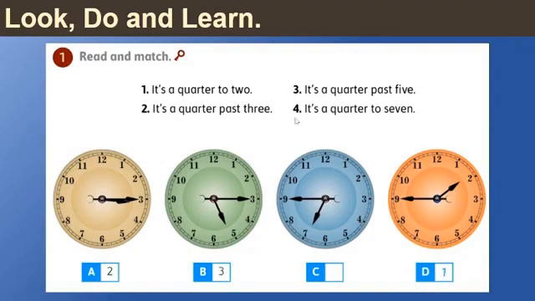Now sentence number 4. It's a quarter to 7. Alright, so it's clock C here. So dear students, that's how we tell time. You have to memorize these words and be clever about telling time. Thank you very much.